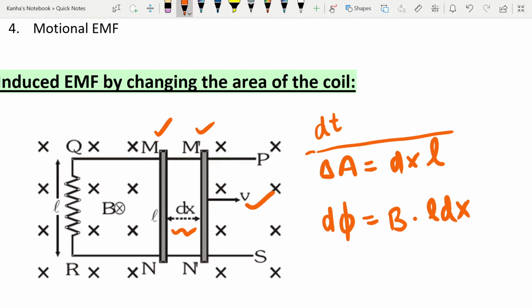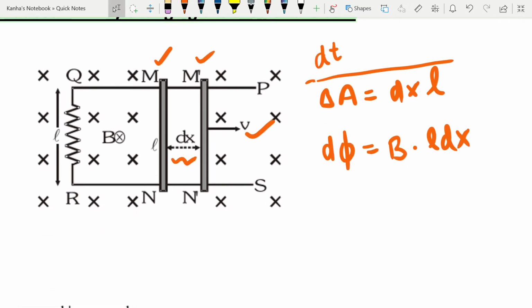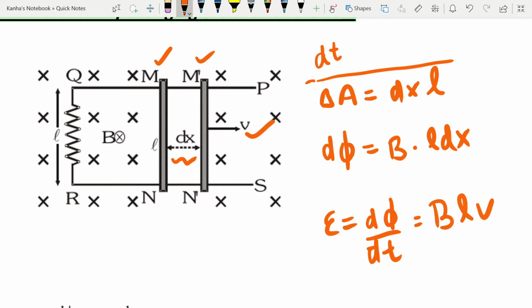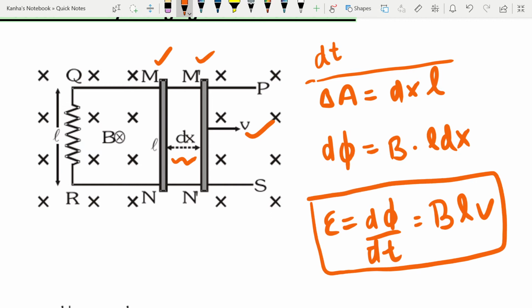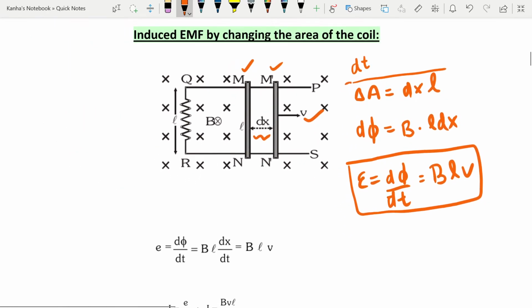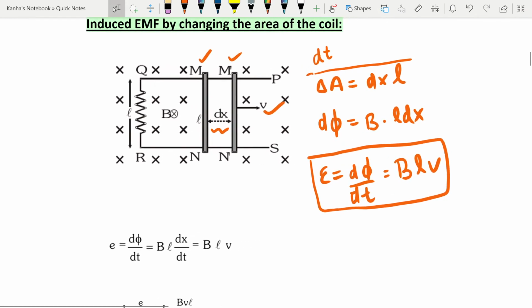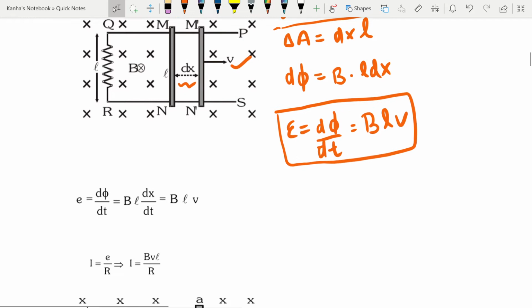Okay, with this in mind, I can easily find the induced EMF. So the induced EMF is d phi by dt, which is equal to B L into dx by dt, but dx by dt is equal to v. So this gives me EMF is equal to B into L into v. You should note that this will come again when we talk about the motional EMF, but right now the area is changing.